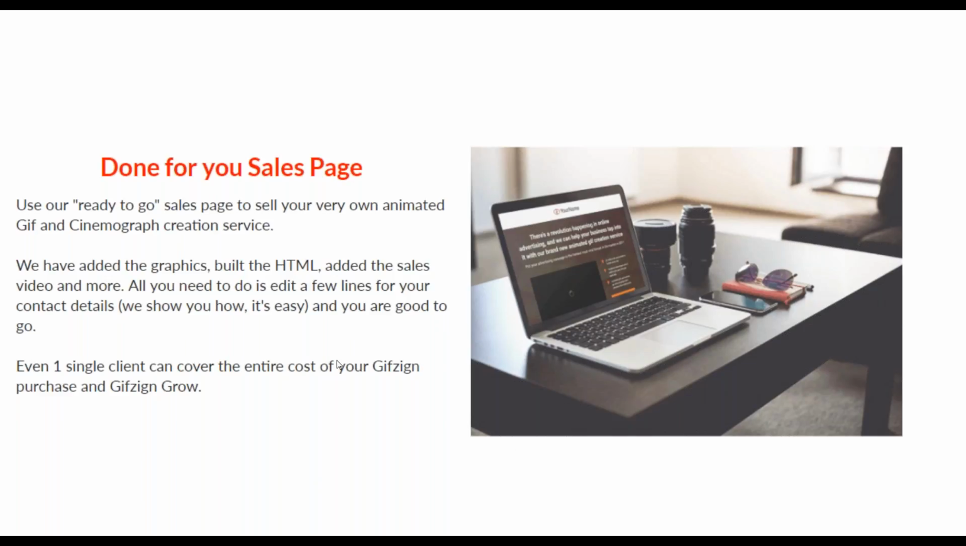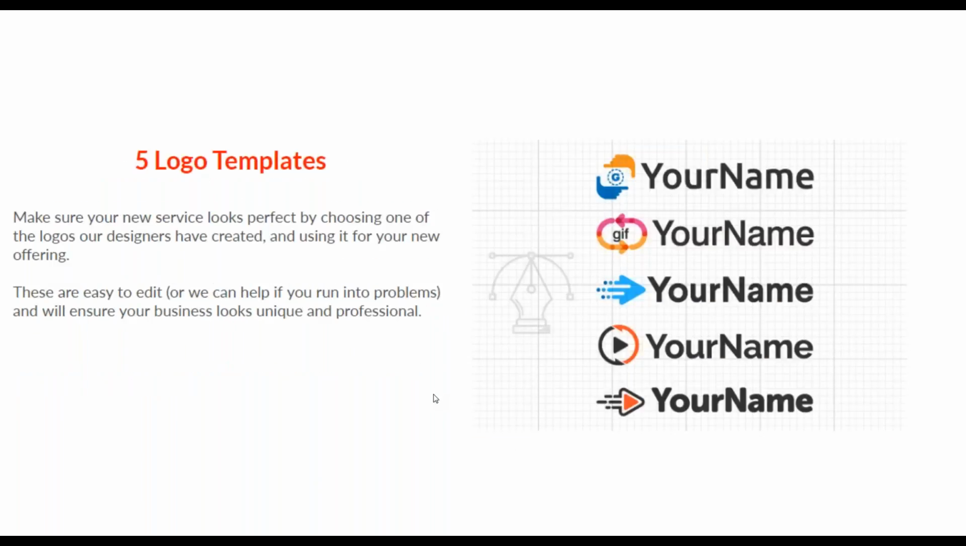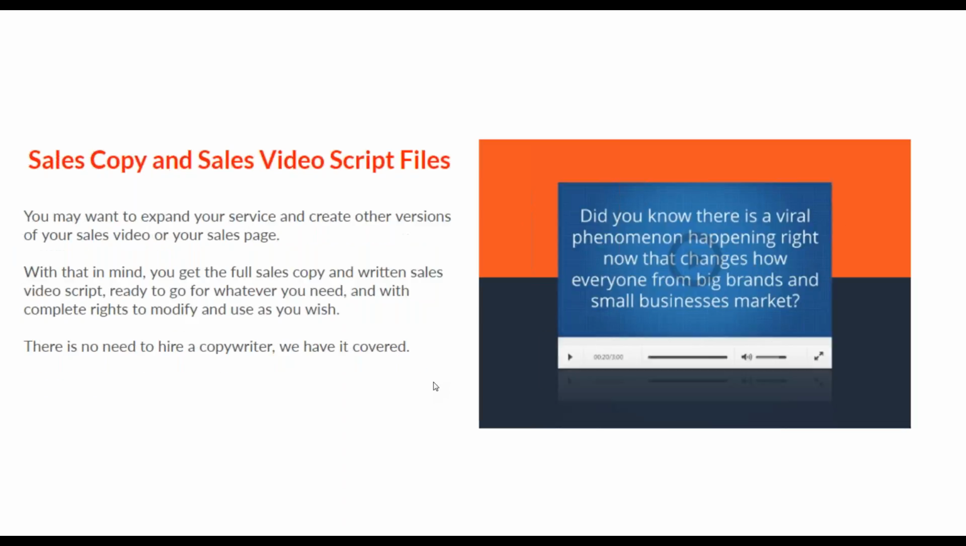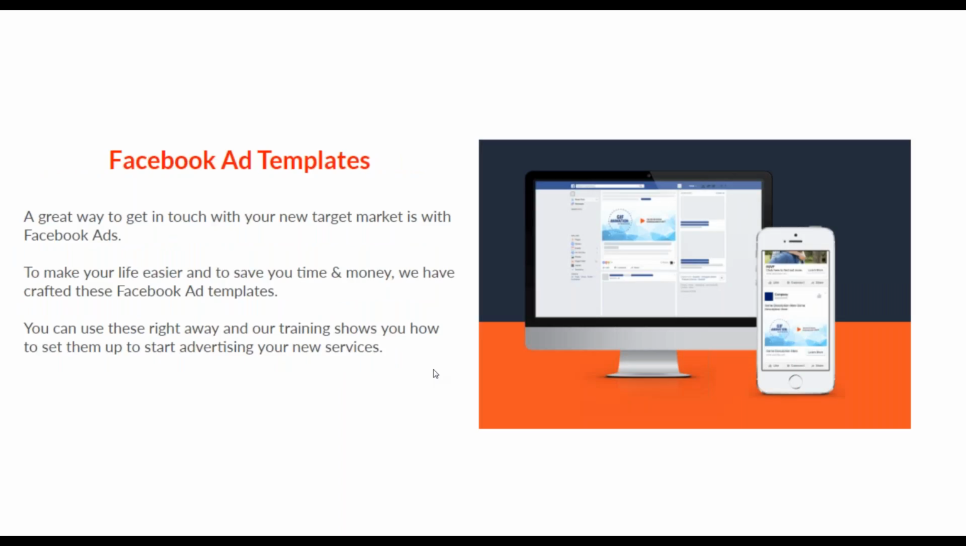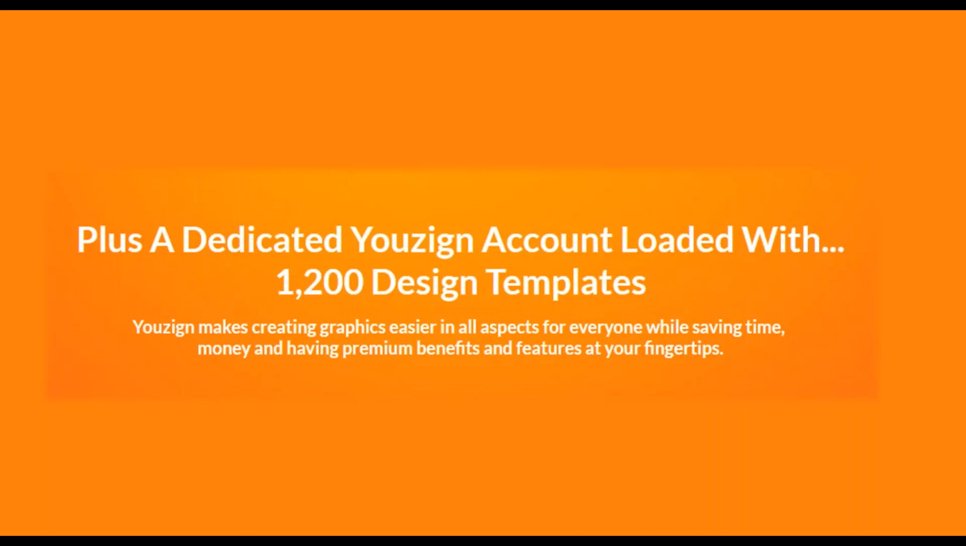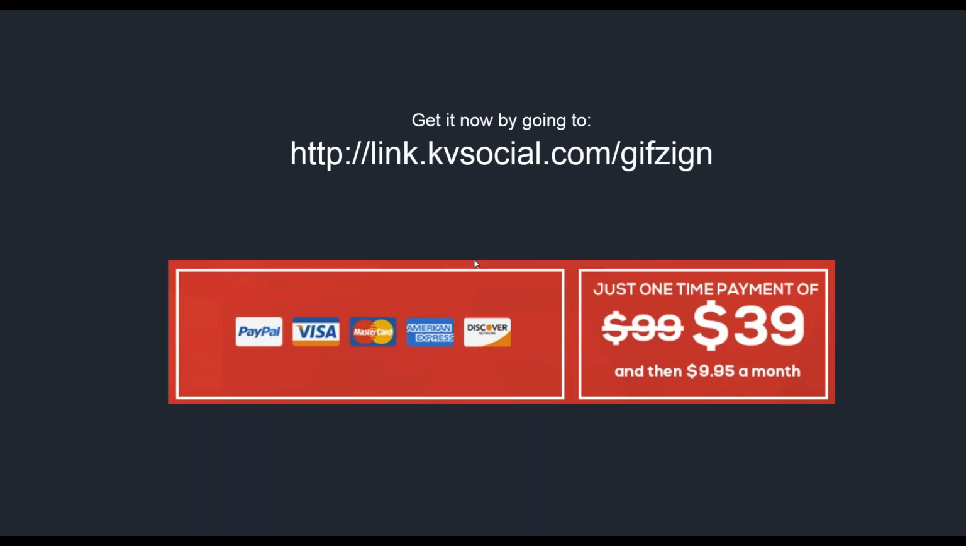So it's going to include done for you sales pages, 5 logo templates, ready to go sales video and template, ready to go sales copy and sales video script files as well. And also going to include done for you Facebook ad templates and your choice of any white label software available at instantwhitelabelsoftwares.com as well. And if you don't have a GifZign account, you're going to get one for free, loaded with over 1,200 design templates as well.